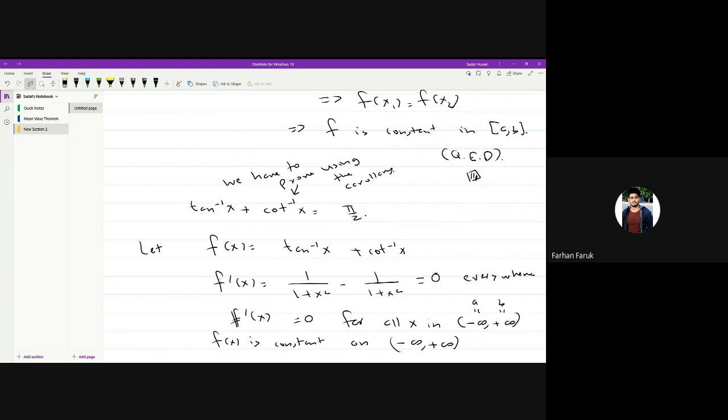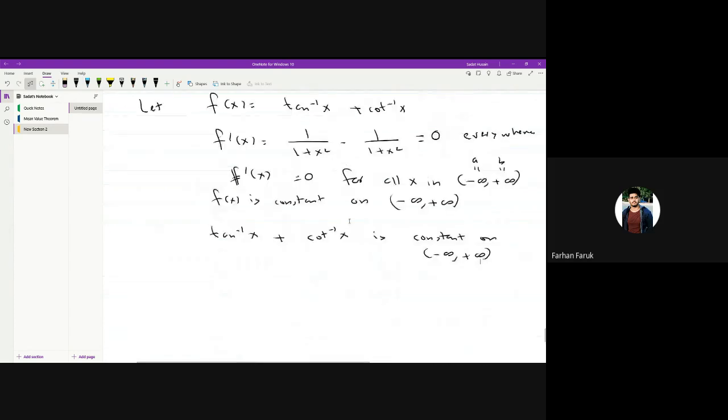Yes sir. That means the same value everywhere, so it's a straight line. We still don't know what that constant is, right? So we can do something.